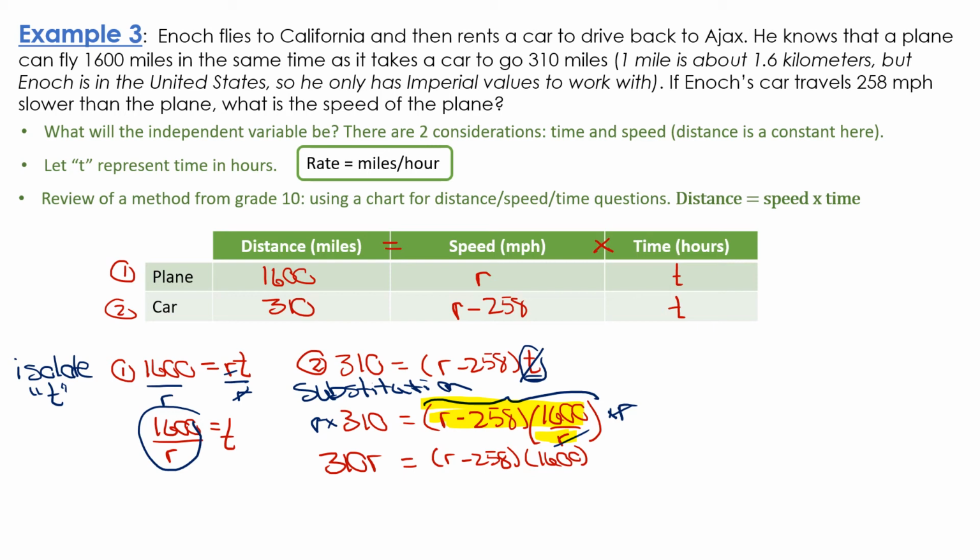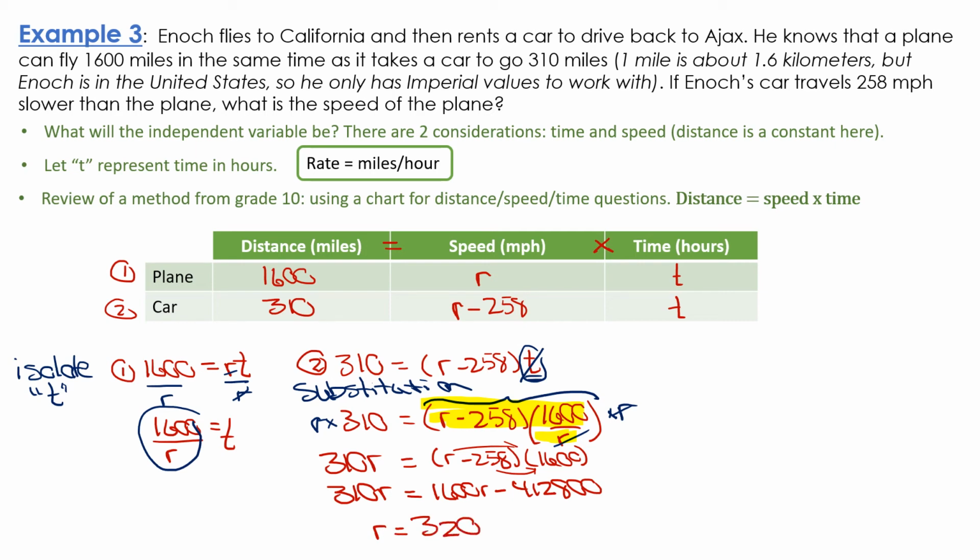Okay, let's get back on track here. We get 310r equals, and I distribute over here, 1,600r minus 412,800. I think that's right. Okay. Collect like terms. I'm kind of running out of room here, so I'm going to jump to the answer. I get r equals 320.